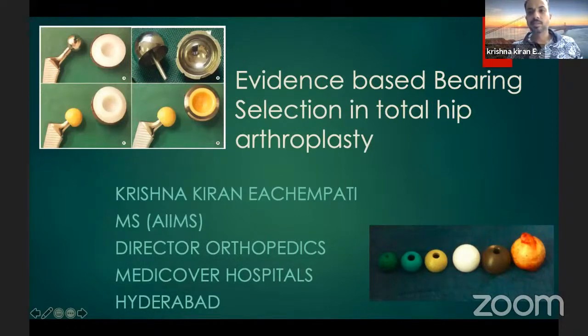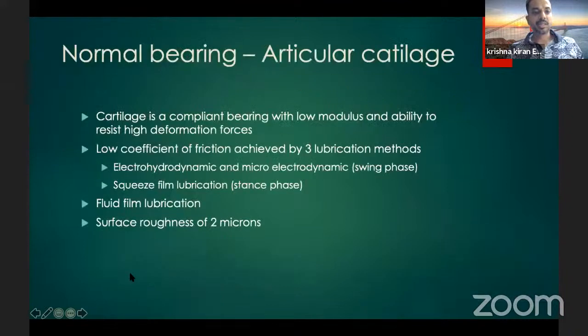So my brief is to talk about evidence-based bearing selection in total hip arthroplasty. The interesting thing about normal articular cartilage is that it is a compliant bearing with a very low modulus of elasticity, and it has the ability to resist high deformation forces. And it has a very low coefficient of friction, which is achieved by 3 lubrication methods: the elastohydrodynamic and microelastohydrodynamic, which happen in the swing phase, and the squeeze film lubrication, which happens during the stance phase.